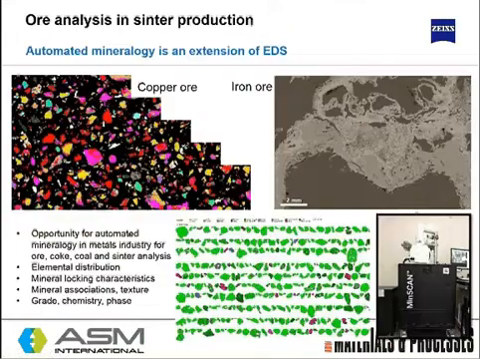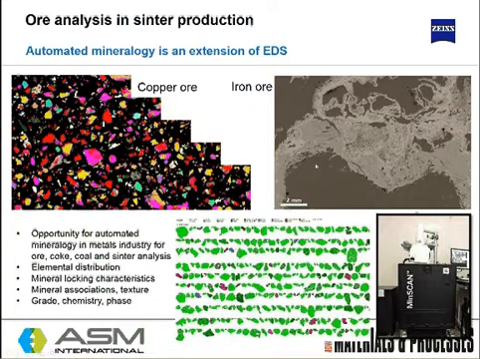Just as a little aside, as an advanced insertion point for EDS within the value chain, ore analysis within sinter production at the steel plant is a use for automated mineralogy. This is the automated segmentation, depending on size and chemistry, of each of these species within a bulk ore. So you're able to very accurately determine the different mineral species, including the local assay and the local mixture of minerals within that sample, quantitatively.